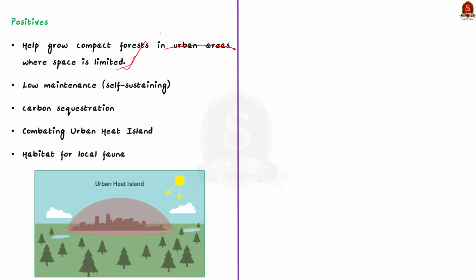Secondly, the forests are self-sustaining. Due to this, the Miyawaki forest requires very little human care once it is established. So, the amount spent for maintaining a Miyawaki forest is negligible. Thirdly, it helps in carbon sequestration. Then it helps in reducing urban heat island effect by greening the cities. Finally, this forest also creates habitat for local animals and insects. These are some of the advantages of Miyawaki forest.